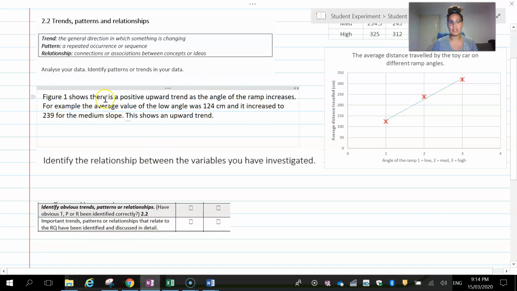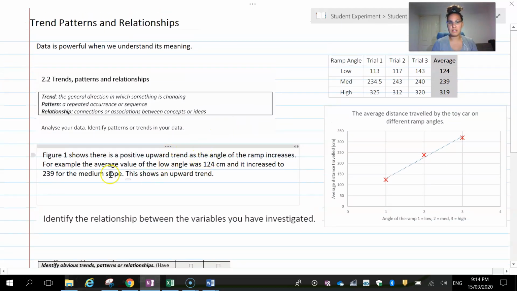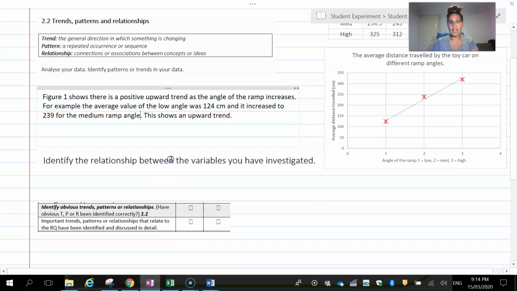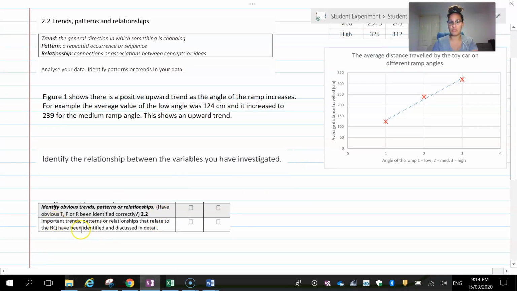So now my research question, the trend is being identified in detail. Okay, so I've kind of linked back to the graph using also the raw data, and the average data, and for the medium ramp angle. Change that so it sounds a bit better. So your job is to do something like that as well for trend, pattern, or relationship. Okay, and then the relationship between the variables. Now that's the big one because it answers your research question. Because when you think about it, that is what your research question is. Does something changing affect something else? And that's what we're looking for.